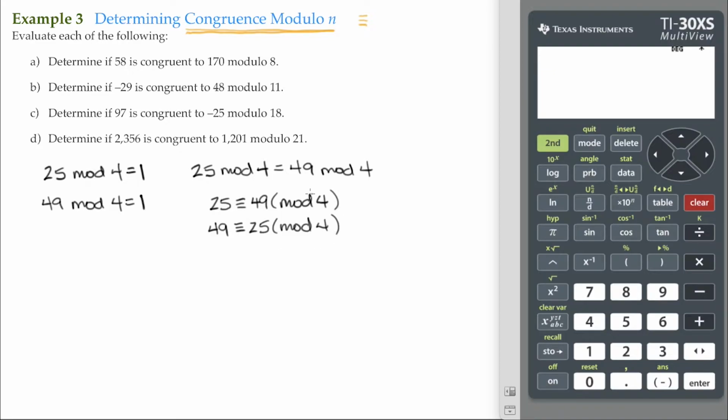Now the parentheses mean that the modulus applies to the entire equation, not just to the right-hand side. And these notations here are not to be confused with these notations here. These notations here show the actual operation. These notations here show the relationship.